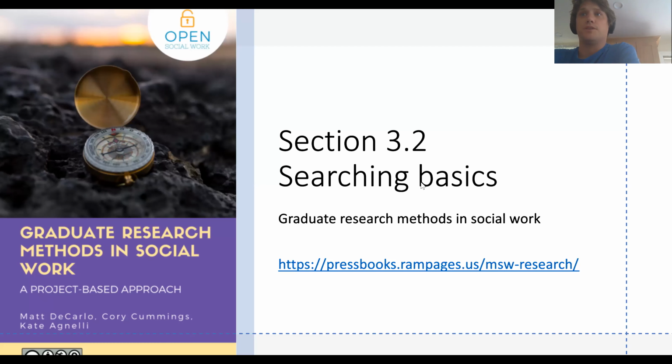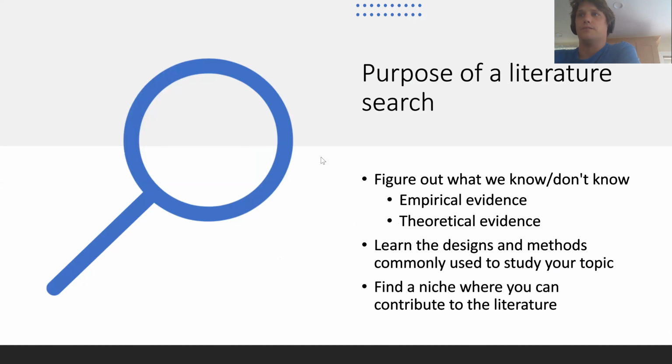So this video assumes that you have read through section 3.1 of Graduate Research Methods in Social Work. We won't be reviewing things like different types of journal articles. We'll assume that you already know some of that stuff based on the examples in that chapter. What we're going to work on here is just the basics, the step-by-step process of completing a research project in social work and searching around inside of the social work and other academic literature.